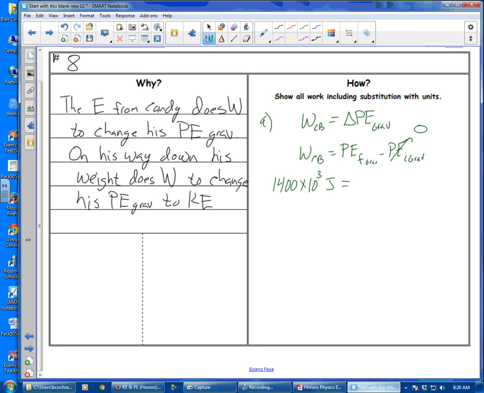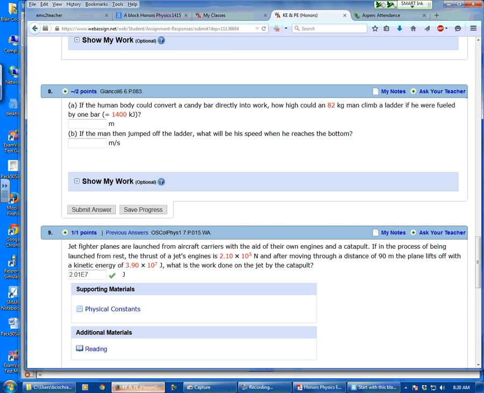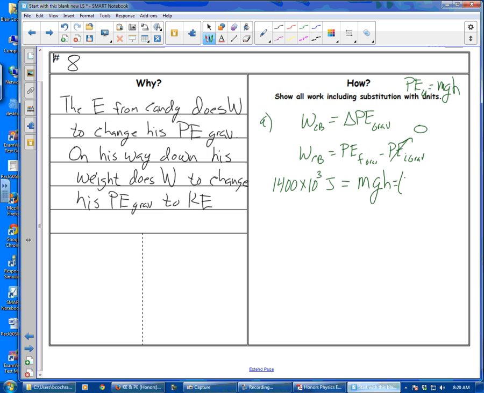PE, sorry, I should have written that equation before. PE grav is his weight, mg, times the height. So that would be his weight times the height. His mass is 82 kilograms. Gravitational field on Earth is 9.8 newtons per kilogram, and h is what we're looking for, the height that he can climb the ladder to.